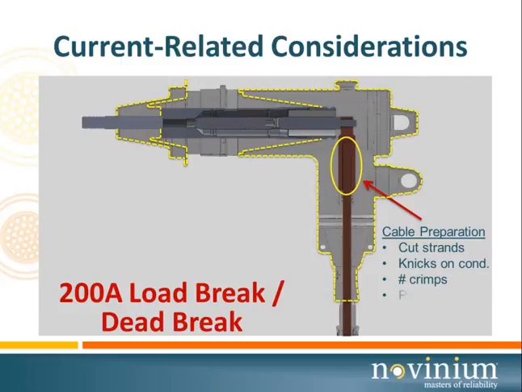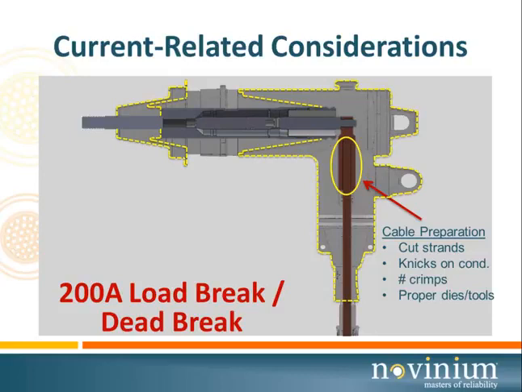Now, another area, the next 2 items are really tied together: the number of crimps and the proper dies and tools. By far, this is the most critical area of the current carrying portions of the connector. The dies and the tools are fairly straightforward. These are the ones that the splicer has on his truck. What he doesn't have is the number of crimps. This is something that every manufacturer supplies with the connector.